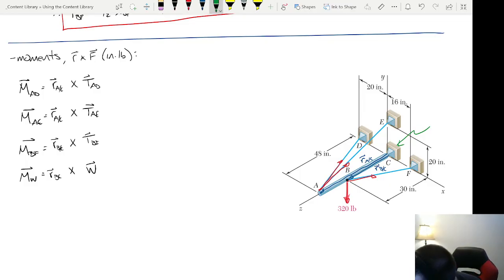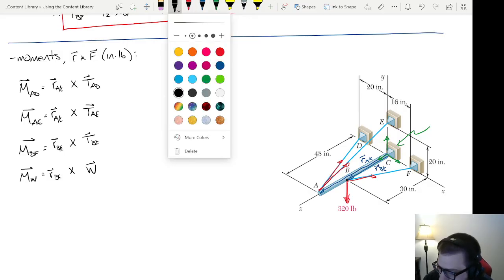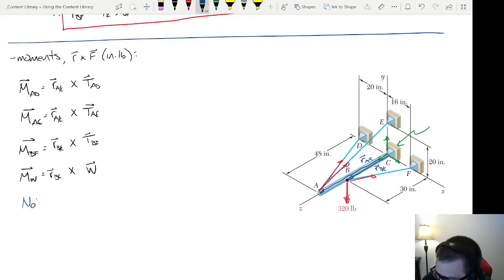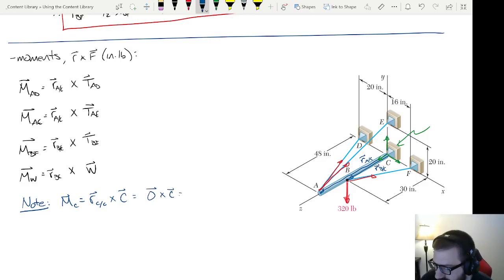Keep in mind there is still that reaction that goes through C, but if a force goes through the point in question, it does not generate any moment. So we do have to consider it when we sum forces, but not when we sum moments, because it's not generating any moment. We could say, note, MC is RCC crossed with the C vector, but that's going to be 0 crossed with C, which is 0, right? So there's nothing to handle there.